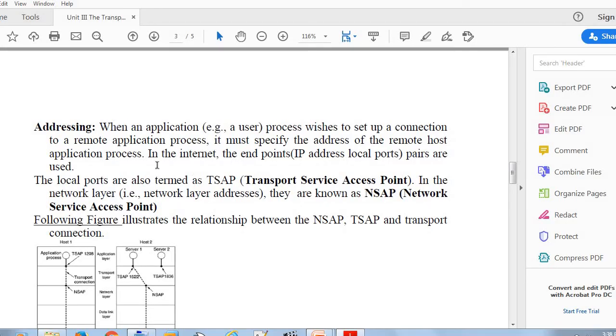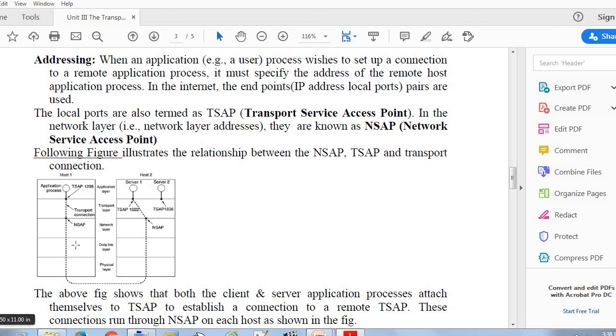So if you refer to the notes, this is what we have discussed now. When an application process wishes to set up a connection to a remote application process, it must specify the address of the remote host. That means it should specify the TSAP, and through the TSAP it will go through the NSAP, that is the network service access point, which is nothing but your IP address. Then it will go to the layers below, the data link layer and physical layer, and then reach the destination. So the information will flow in this fashion.